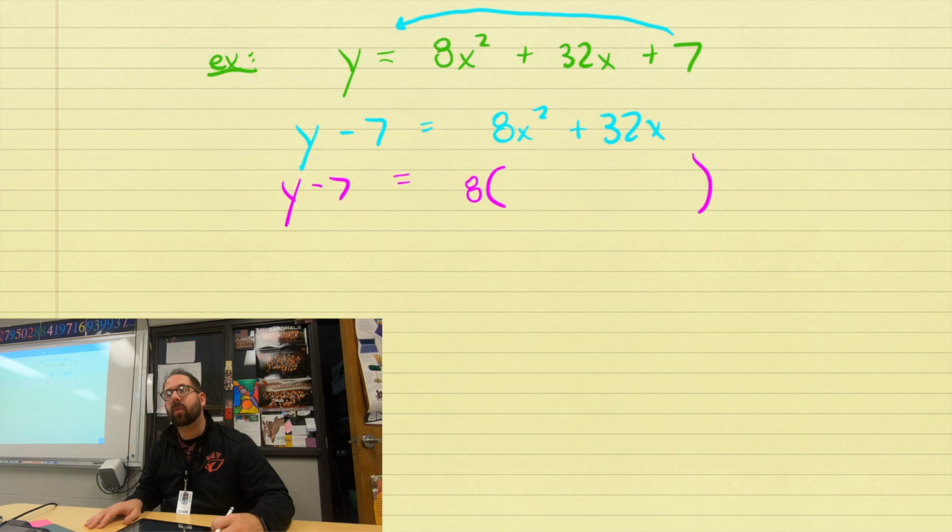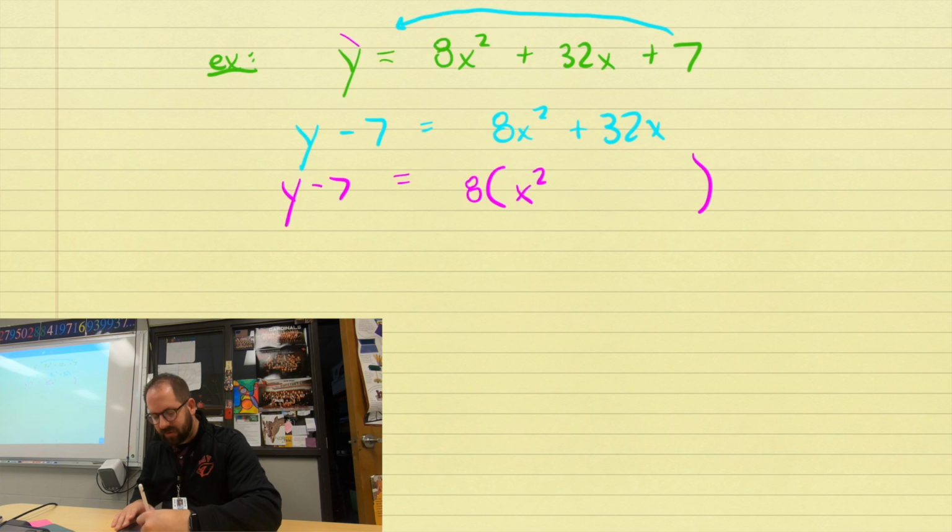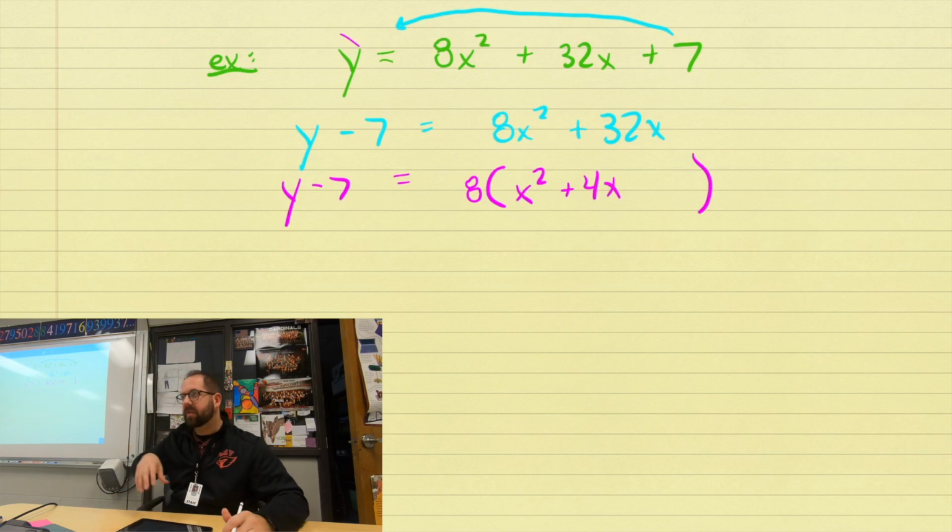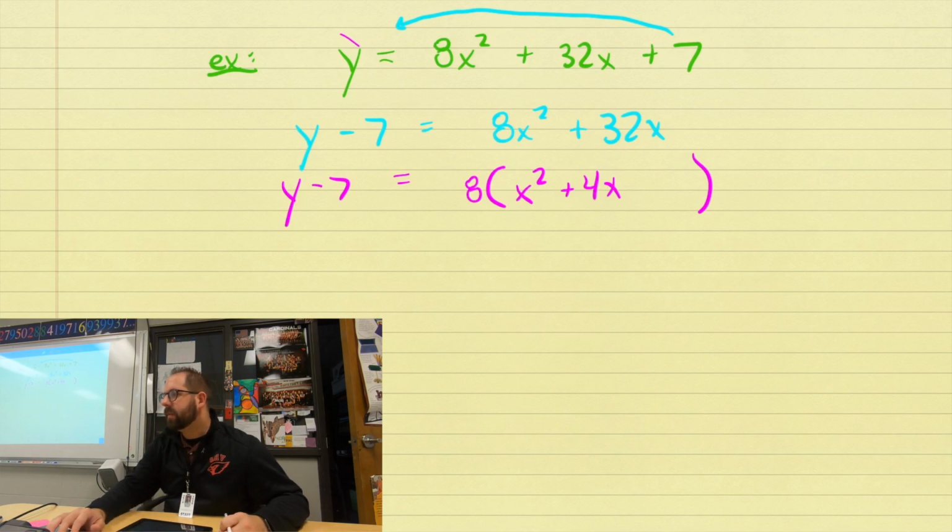If I took out the 8, what is left in that parenthesis? X squared plus 4x. Nice. X squared plus 4x, because you divided that 8 out, right? Okay.